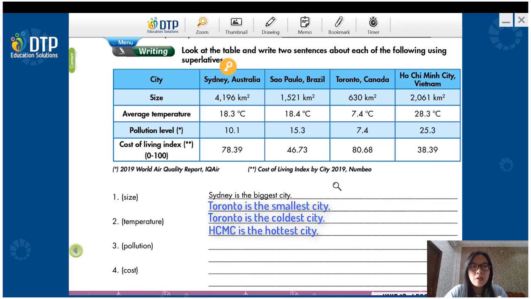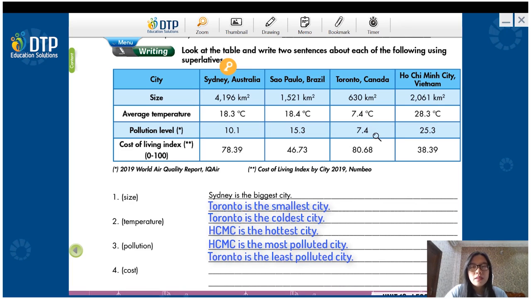Which city is the most polluted? Very good. We have the sentence is Ho Chi Minh City is the most polluted city. And the least polluted city is Toronto. So we say Toronto is the least polluted city.